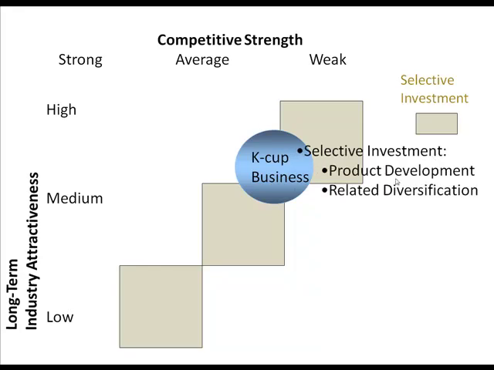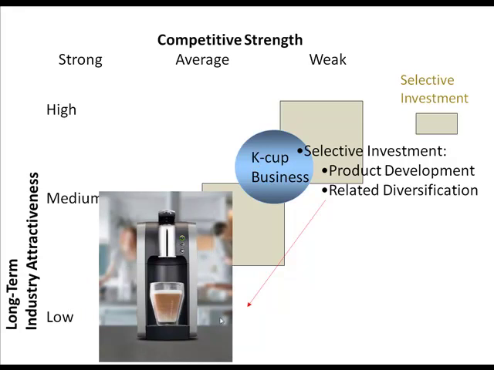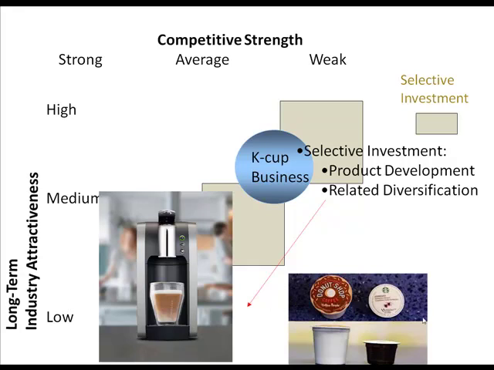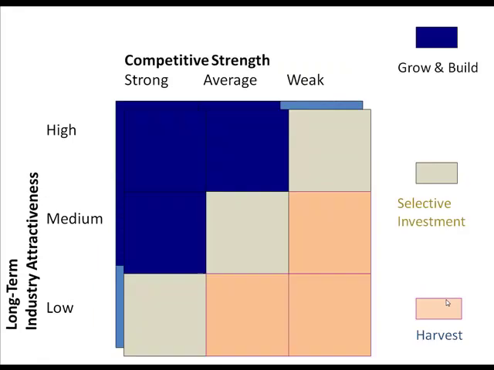Selective investment includes product development or related diversification. Related diversification is a strategy that Starbucks K-Cup business has recently undertaken by getting into its own line of hardware. This is Starbucks' own machine to compete with the Keurig machine. It's a single cup coffee dispenser that uses only Starbucks pods. It will not take the traditional Keurig pods that many other people are selling, only the Starbucks pods. So they're really trying to get a foothold on this evolving industry.